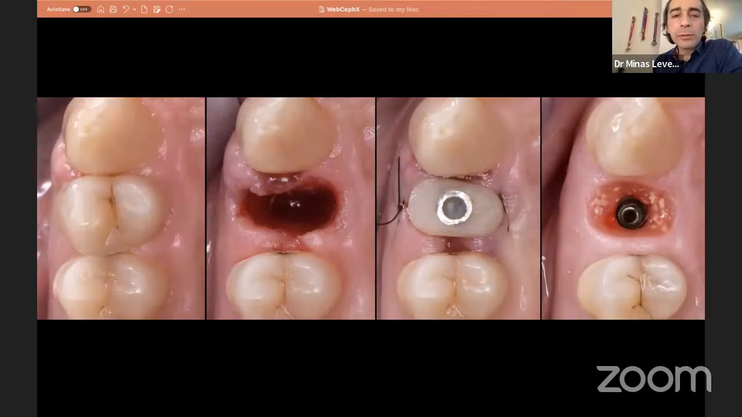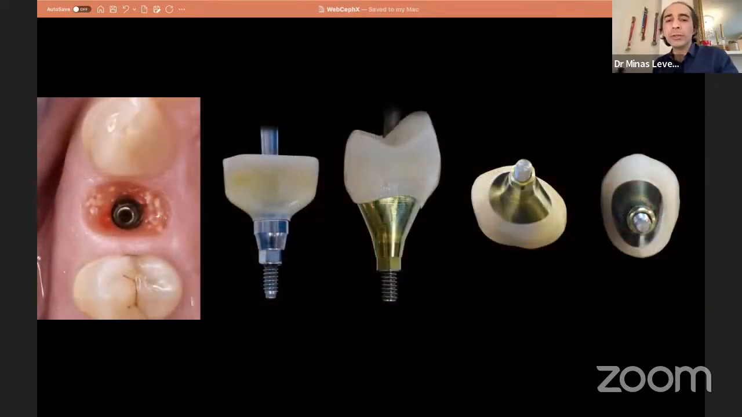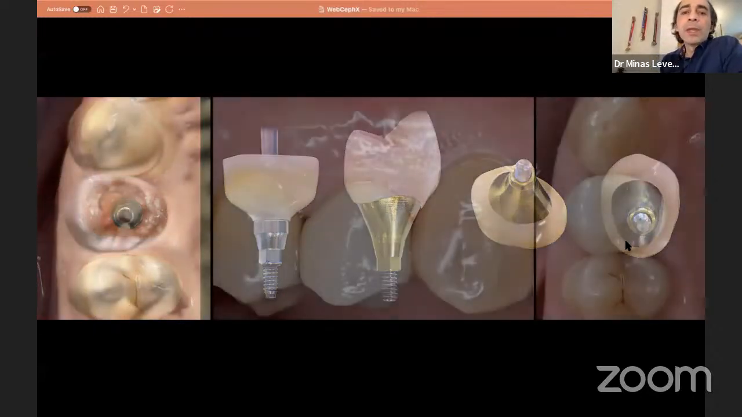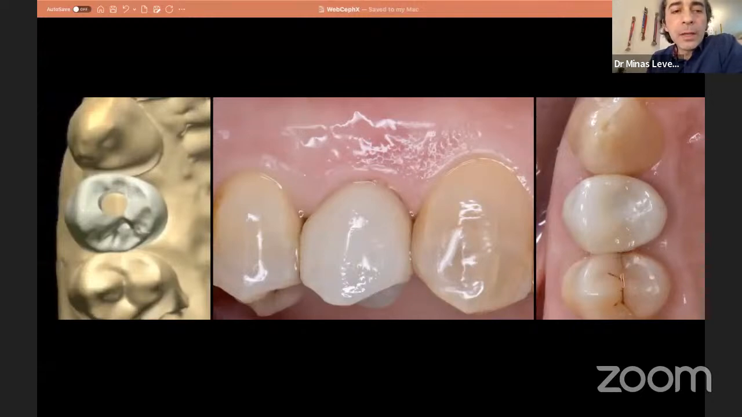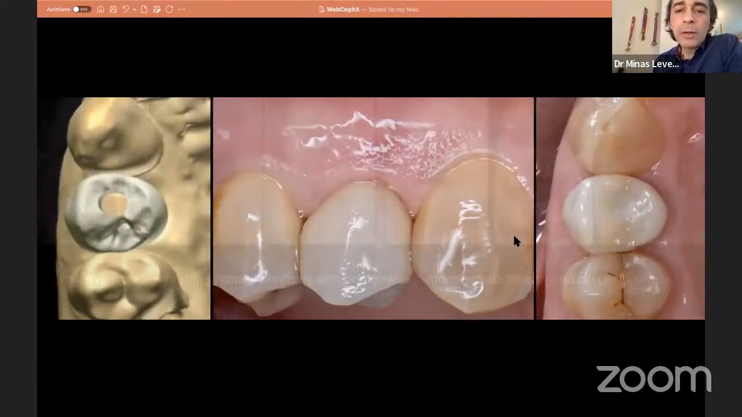Using simple methods like this one, extraction, implant placement, dual zone grafting, anatomical healing abutment. This is a cervical healing abutment, and everything is ready to take an impression, fabricate a customized CAD-CAM zirconia crown fitted onto a milled CAD-CAM titanium abutment. And you can see how nicely we have created the emergence profile and the cervical profile for our case. This is immediately after fitting the crown.